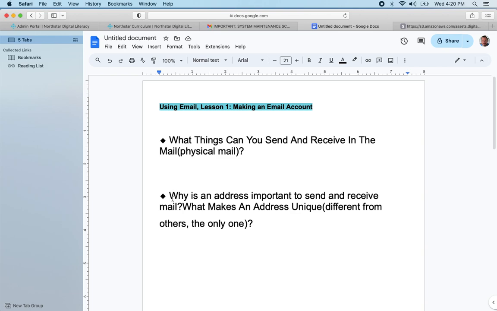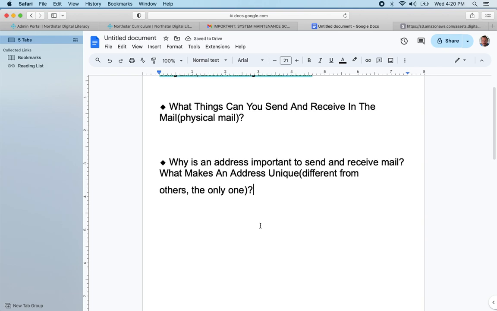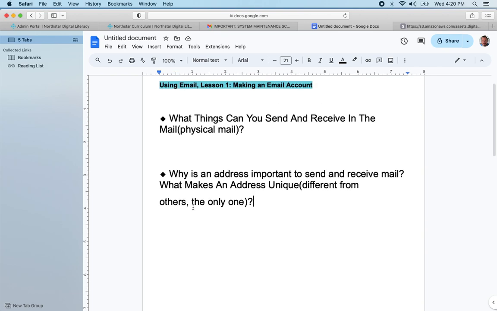And why is an address important to receive mail? What makes an address unique? Okay, take some time to think about that and then answer, or talk with a partner about it. And please pause this video while you are doing that.